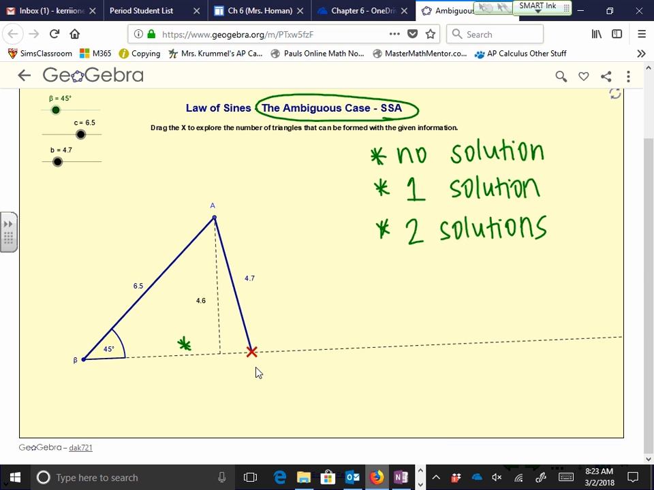Okay. So if we look at the measure of this angle right here, and the measure of this angle right here, those two will add up to be 180 degrees. Okay? And that's what we're going to use to help us find the second triangle. Let's go ahead. Did you write down our three cases? You might want to do that so that you're reminded that in the ambiguous case, this can happen.